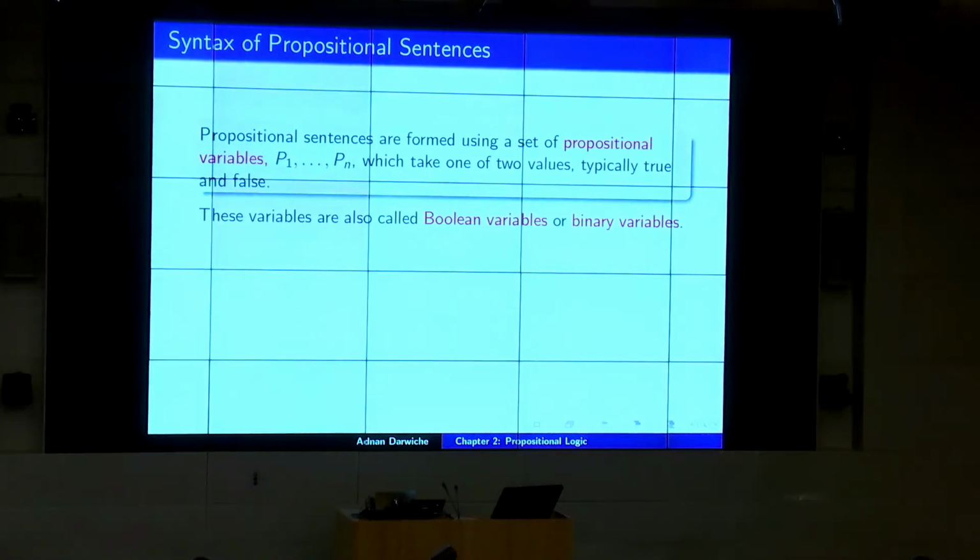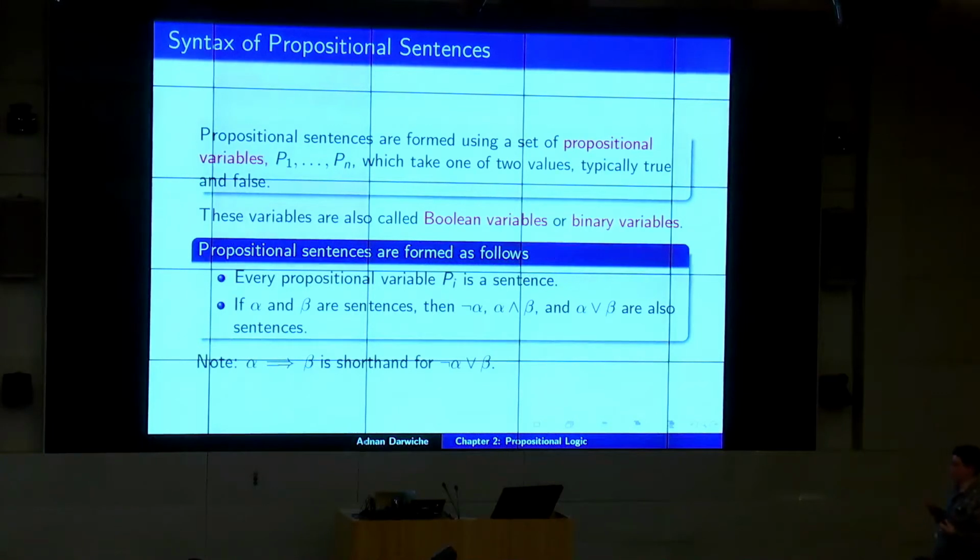More formally, a propositional sentence is formed from a set of variables that you start with, let's say P1 through Pn. These are called Boolean variables or propositional variables. Their values are true and false. And you basically compose sentences simply like this. In the box there, every propositional variable is by itself a sentence. If alpha and beta are sentences, then you can just compose them. You negate one, you can conjoin them, you disjoin them, and so on. So it's really a very simple definition of syntax.